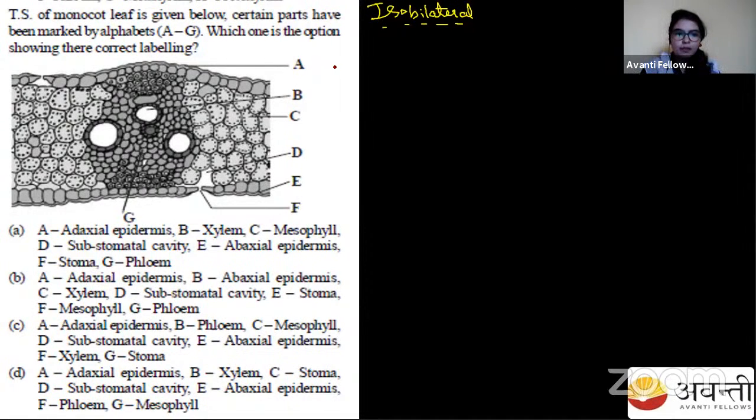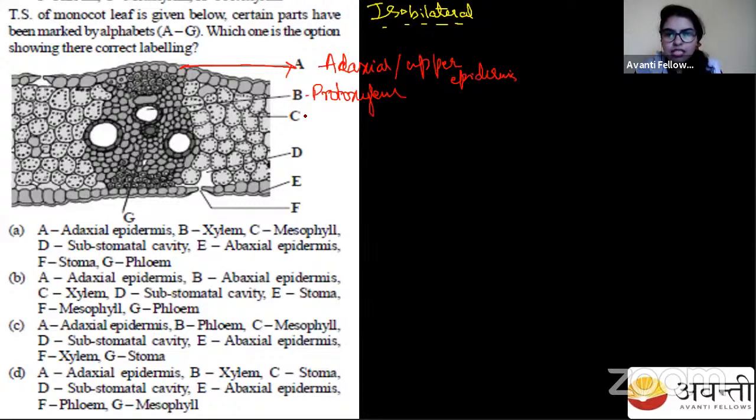A is nothing but, so this is A, I guess. It's referring to this, I guess. Like, it is not clear. I think this one. Okay, so what is that? That is your epidermis. That is adaxial. This is given in your NCERT, or upper epidermis. Okay, so this B is what? B is protoxylem actually. You can say xylem, protoxylem.